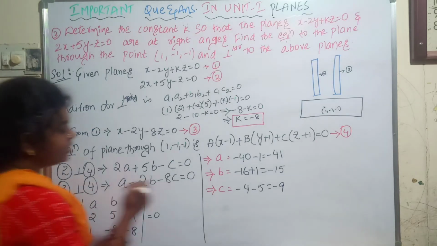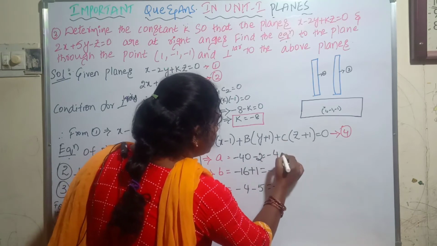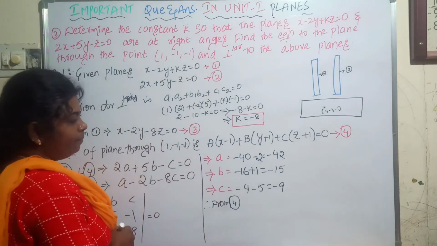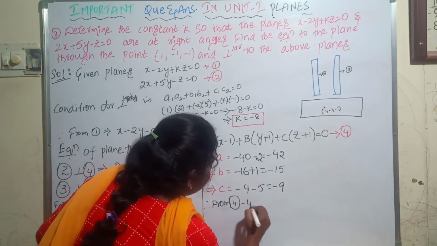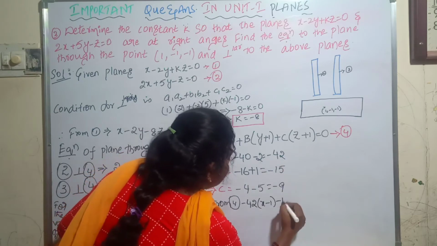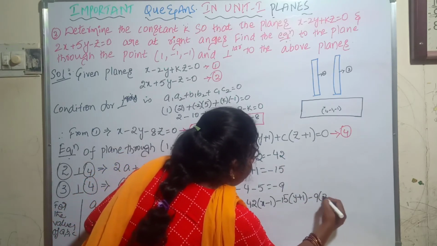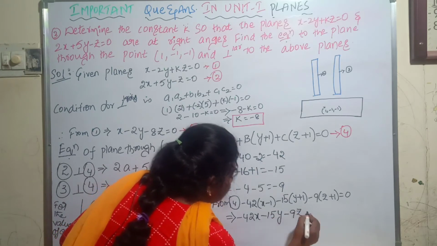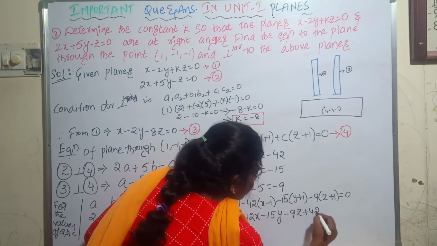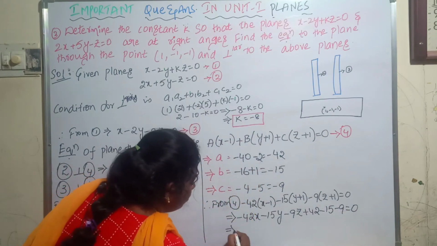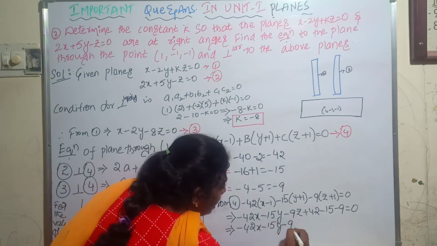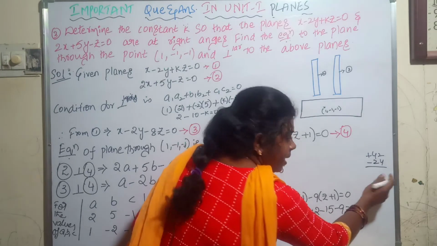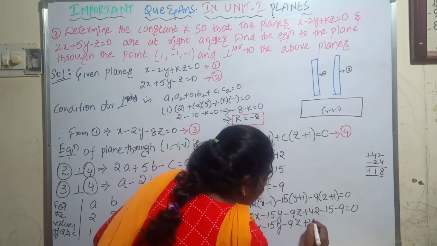For a value, ad minus bc, sorry, this is 2, so we will get -42. Therefore from equation 4, substituting the values of a, b, c, we will get -42(x - 1) - 15(y + 1) - 9(z + 1) equal to 0. That implies -42x - 15y - 9z, minus into minus plus 42, minus 15, minus 9 is equal to 0. We will get -42x - 15y - 9z, plus 42 and minus 15 minus 9 is minus 24. 12 minus 4 is 8, 3 minus 2 is 1, so plus 18, which is equal to 0.